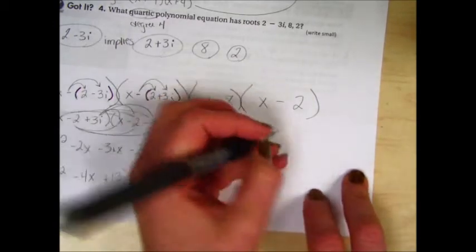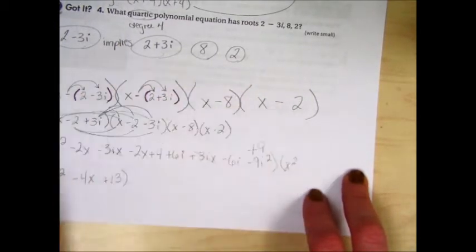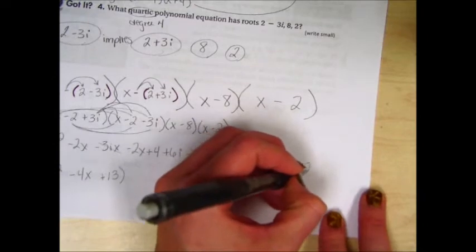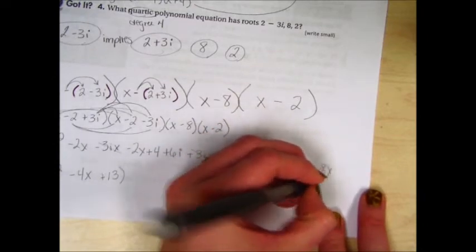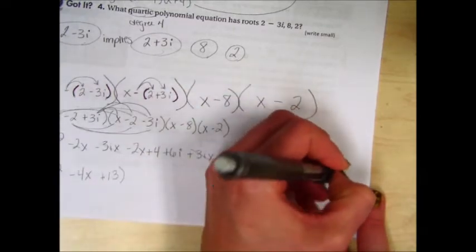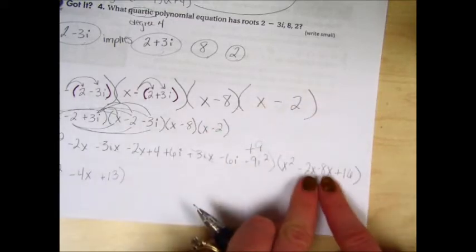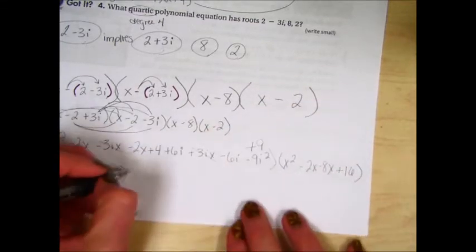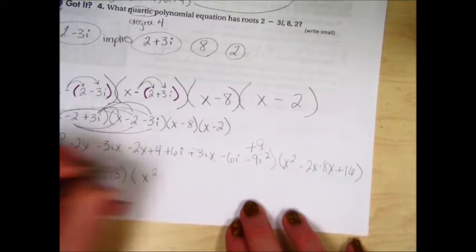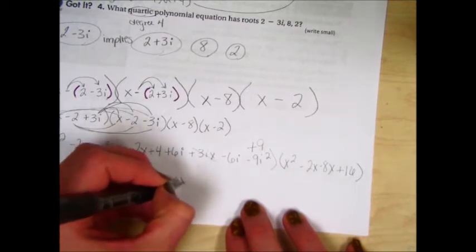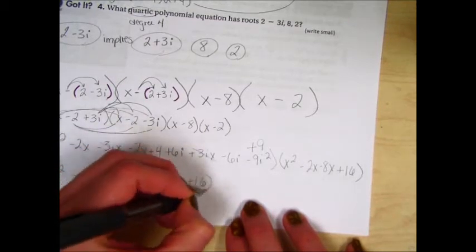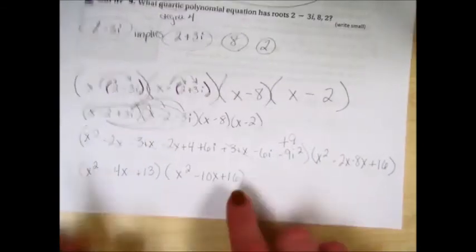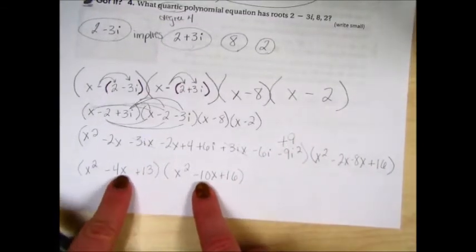So we're going to get x squared minus 2x minus 8x and then plus 16. I'm going to combine my two like terms together and put it here. X squared minus 10x plus 16. And the last thing we need to do is multiply these trinomials together.